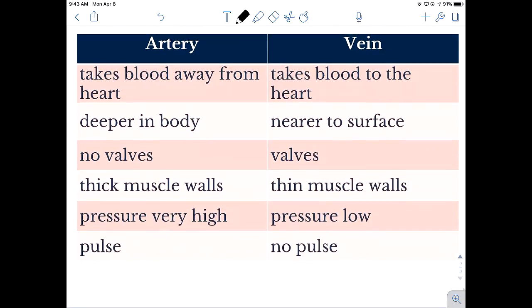I believe you have this little table to fill in. This is an empty table, yeah. So we can fill this in as we go. Arteries take blood away from the heart. Veins take blood to the heart. Arteries are deeper in the body, so this is another interesting thing: we often associate blue blood with veins and red blood with arteries.